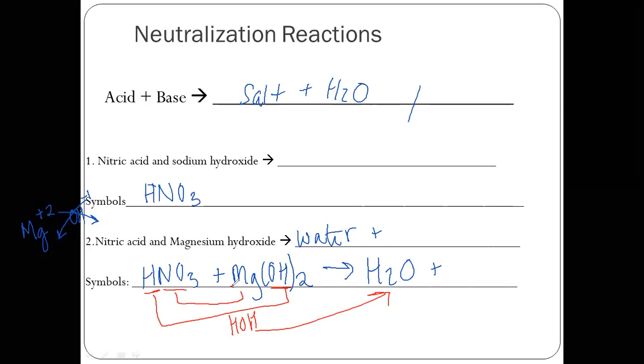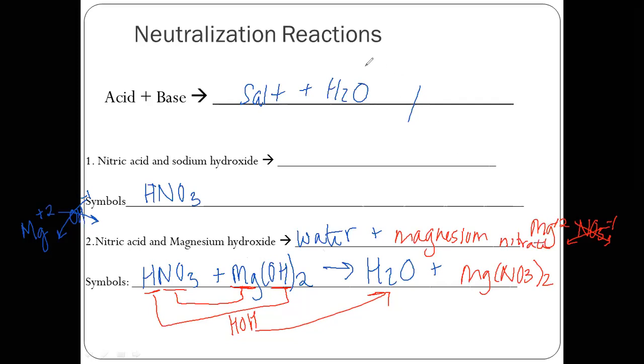So this is the part that's kind of a pain. When you combine to make the salt, you do have to look up the charges and cross them. So magnesium is +2, nitrate is -1, crisscross, I get Mg(NO3)2, which is named magnesium nitrate. So you're just about done.